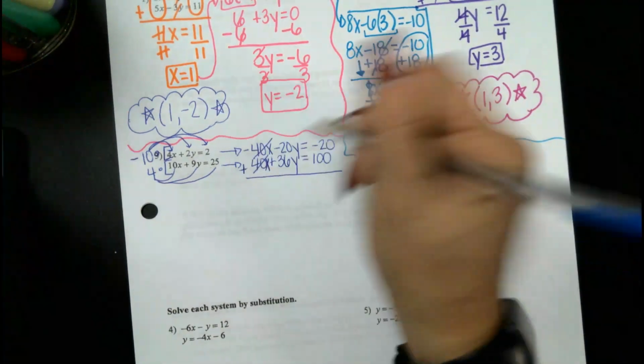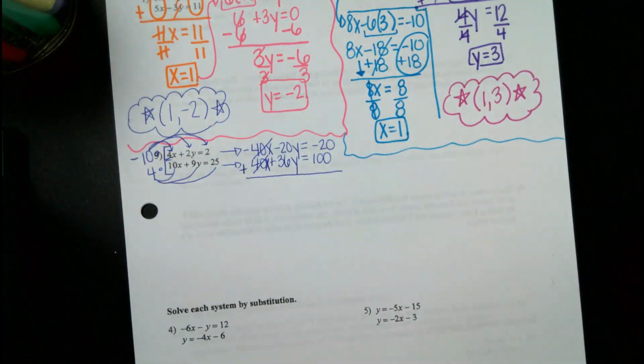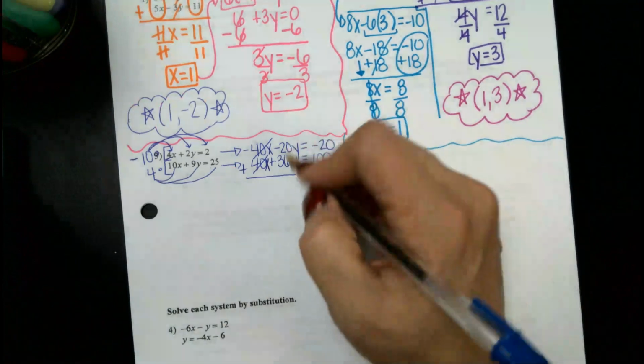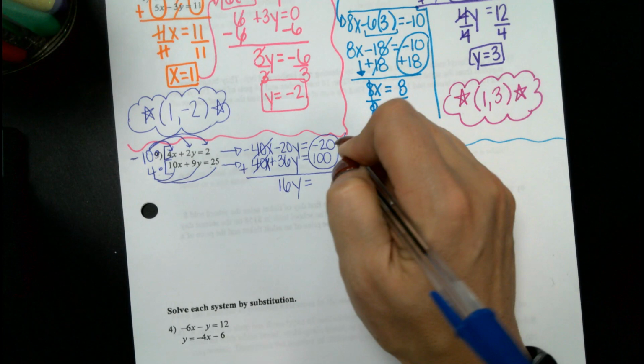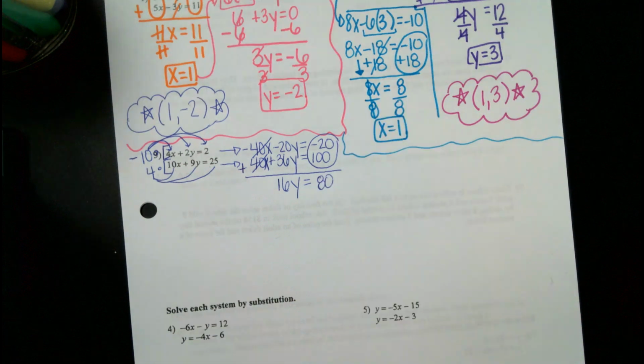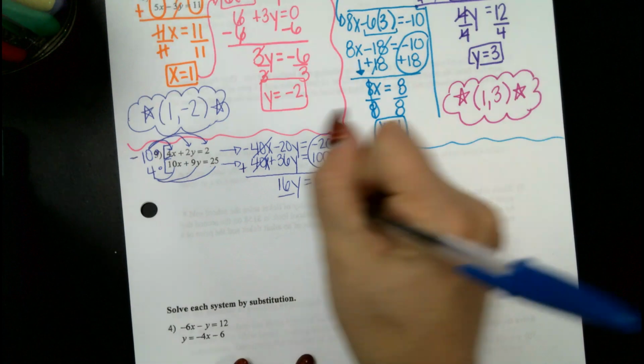Okay, x's cancel. What's negative 20 plus 36? 16. 16y equals, 100 minus 20 is 80. So y equals 5.